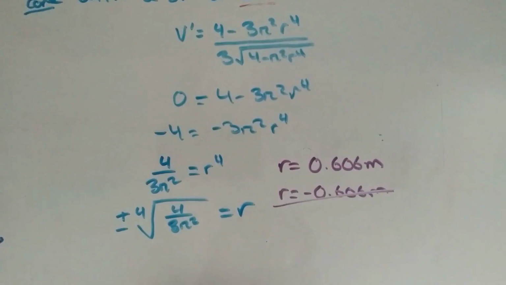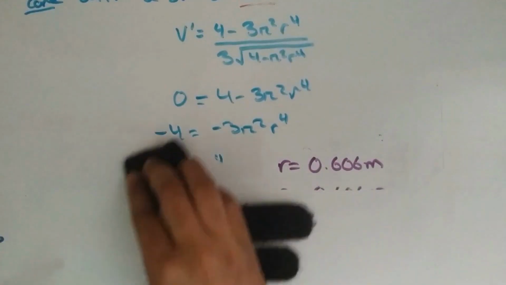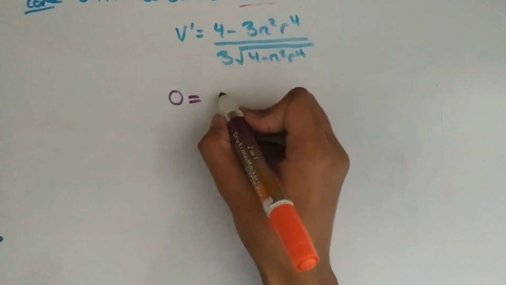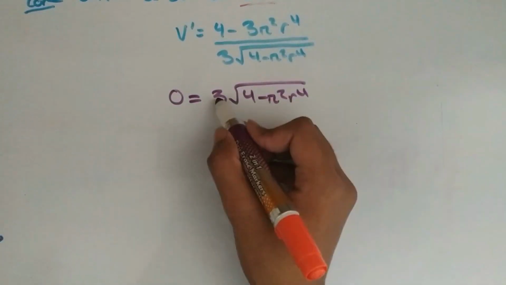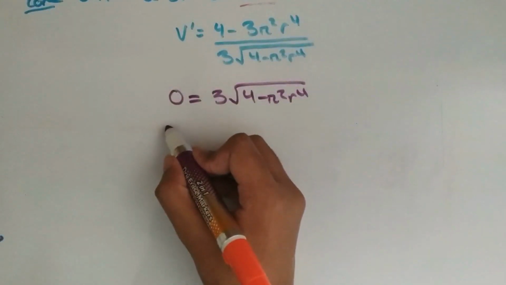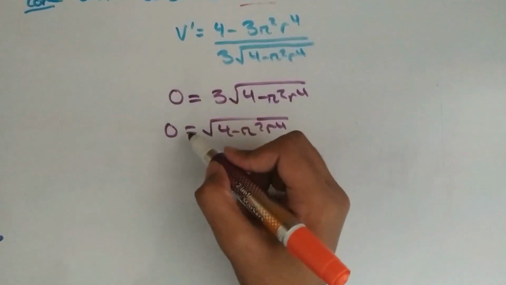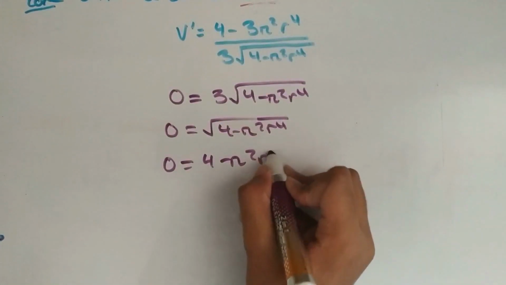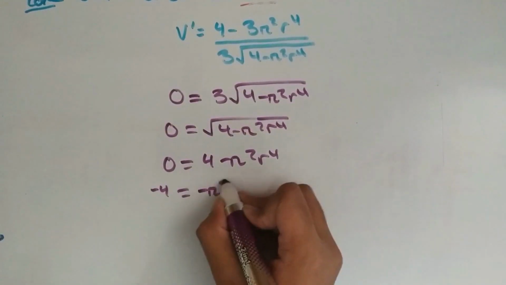So now we're going to solve for when the derivative does not exist. We're going to once again set 0 equals, and now we're going to do the denominator. So 3 times the square root of 4 minus pi squared r to the 4. Dividing 0 by 3 is just going to give us 0 equals the square root of 4 minus pi squared r to the 4. Once again, squaring 0 is also going to give us the same thing. So we just got 0 equals 4 minus pi squared r to the 4. We're going to move the 4 over to the other side. Negative 4 equals negative pi squared r to the 4.